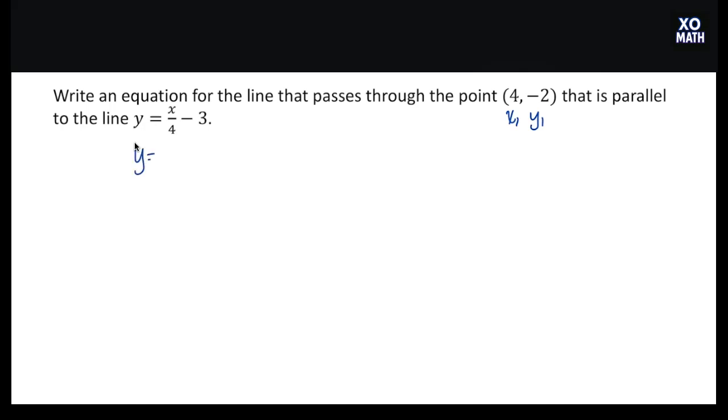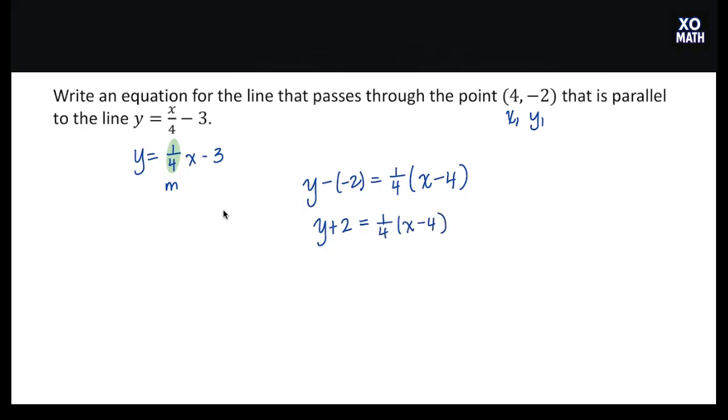If we rewrite it as y equals 1/4 times x minus 3, we'll be able to see that the slope is 1/4. That's the number multiplied by x. So that's the slope that we're going to use along with the point (4, -2) to write my equation of the line. So we'll have y minus y sub 1, so y minus -2 is equal to slope 1/4 times the quantity x minus 4. So here on the left, y minus -2 can be rewritten as y plus 2 is equal to 1/4 times the quantity x minus 4.